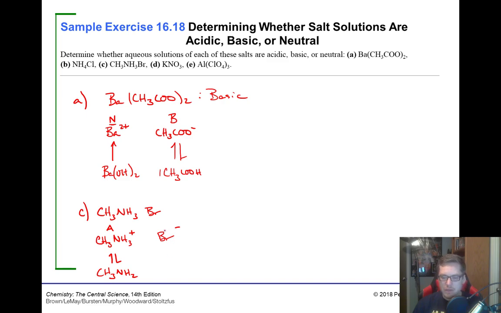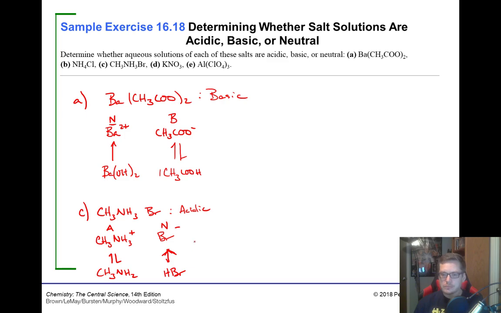All right, now we look at our bromine here. The bromine had to have come from an acid. So it would have had to come from hydrobromic acid. Hydrobromic acid is one of our strong acids. It's a one-way street, so it would go this way. Bromine can't make any more hydrobromic acid, and so therefore this guy's neutral. So overall, this solution would be acidic.